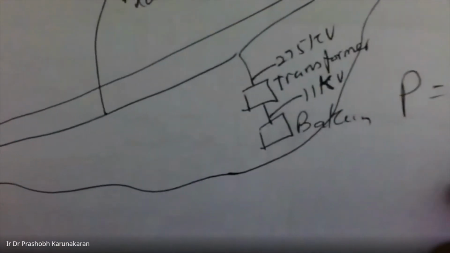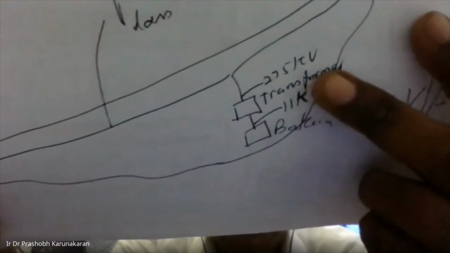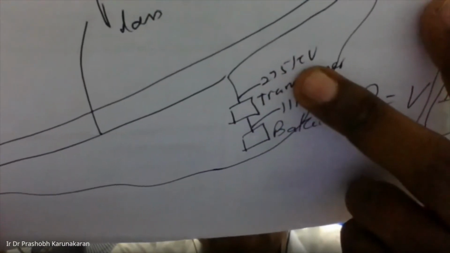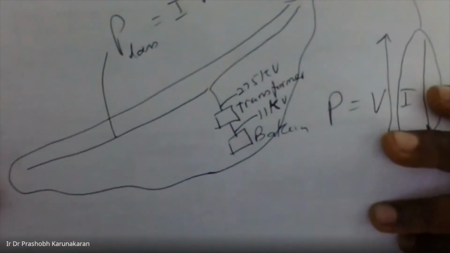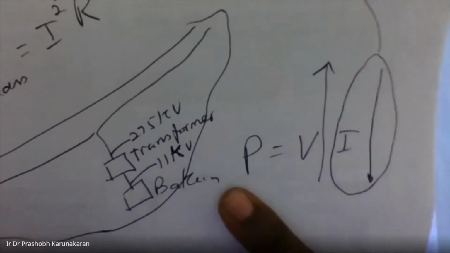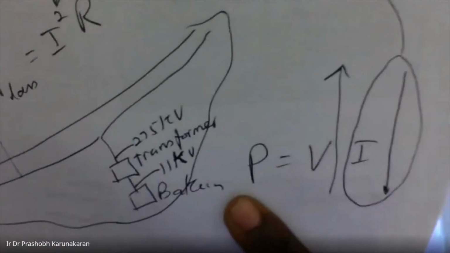Okay, 11 kV. So this is a transformer, and it steps it up to 275 kV. Why do they do that? Because you see the water falling down from Bakun is power, right? The power of water is P.